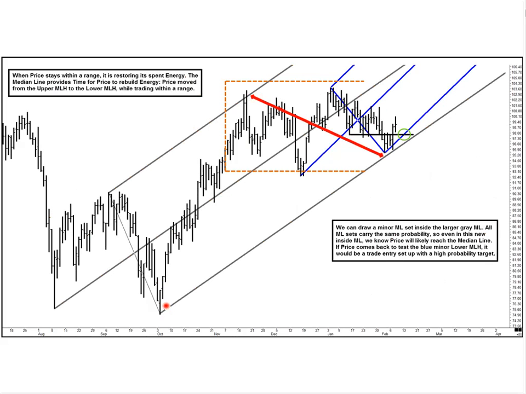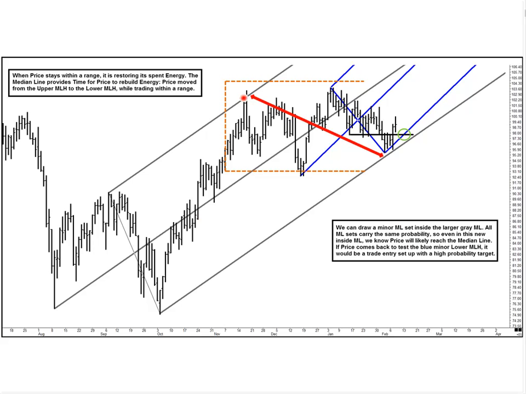Trees don't grow to the skies. You can't drive your car forever. You'll run out of energy. It's the same thing with price. Price zooms up, reaches its extreme. Then it has to restore its energy.